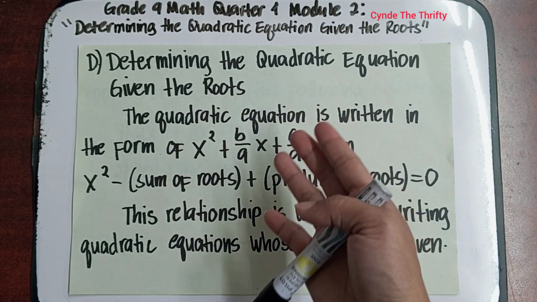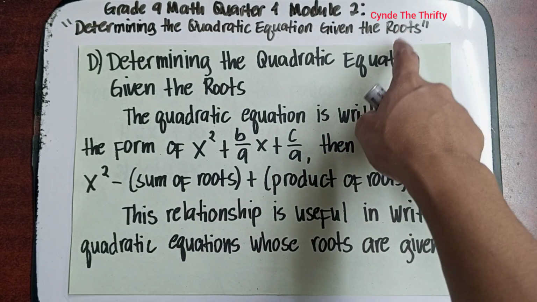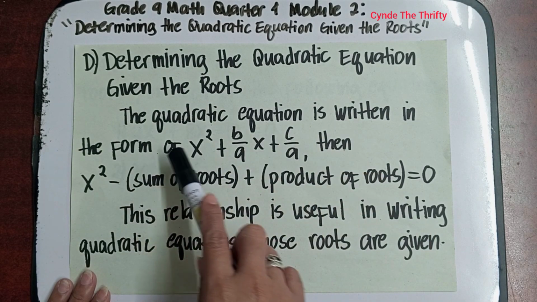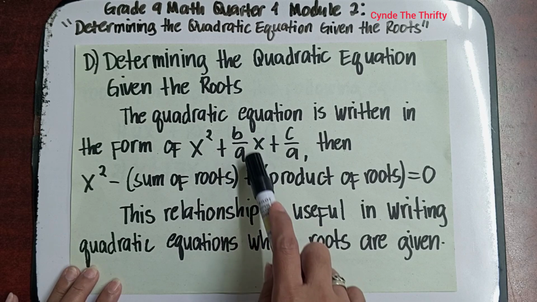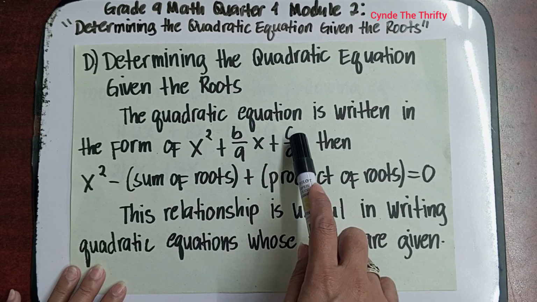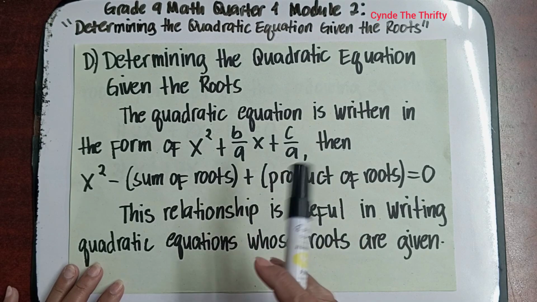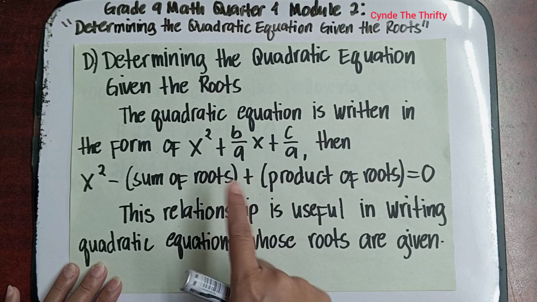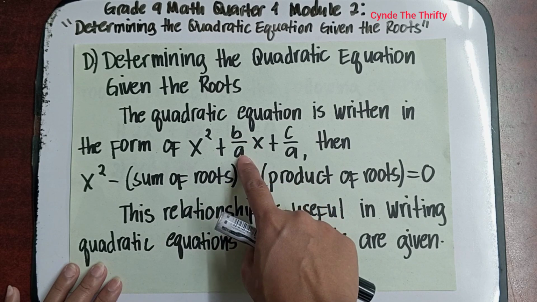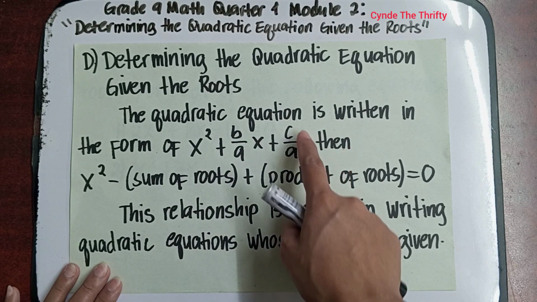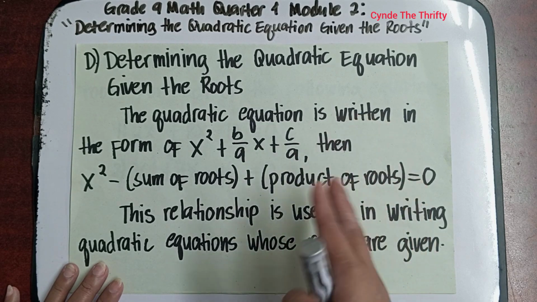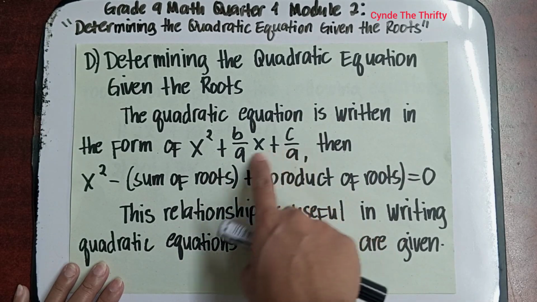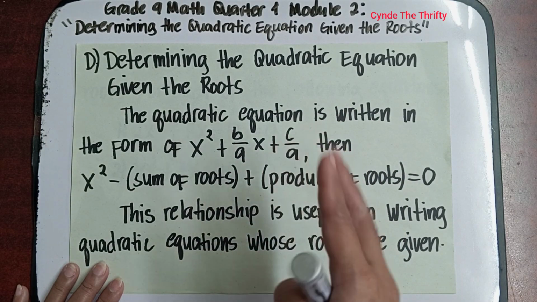So, paano natin gagawin ang ating quadratic equation kung meron tayong roots? The quadratic equation is written in the form of x squared plus b over a x plus c over a. Okay, so naalala nyo ang ating sum of roots and product of roots. Sa pagkuha ng ating sum of roots, ang ginagamit natin na formula is negative b over a. Tapos ang product of roots naman natin is c over a. Okay, so napaka-importante na alam nyo kung paano kunin ang value ni a, ni b, at ni c. Para alam nyo itong ating mga formula kung paano siya gagawin.